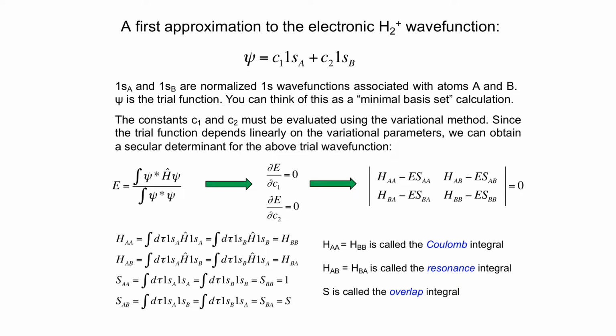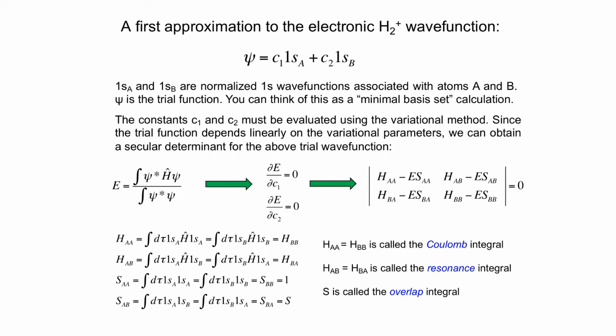We can get much more complex, adding many more terms to this trial function and extra variational parameters to get better calculations. But this very simple combination that we're using would be termed a minimal basis set.